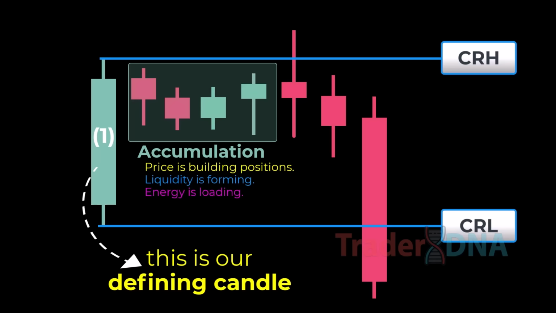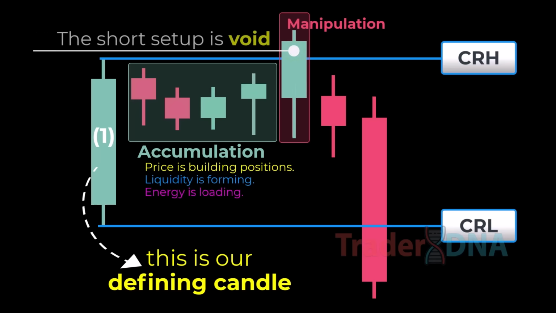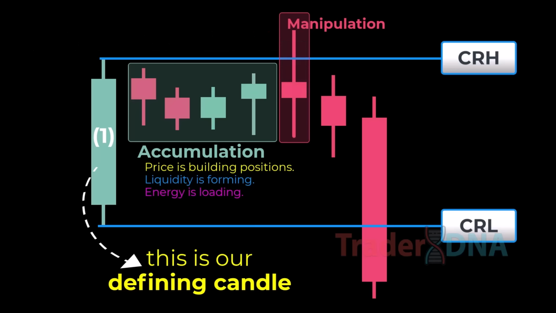Then comes the next candle, and boom, it sweeps liquidity. That's the manipulation phase. Price pushes above the range, grabs stops, triggers breakout traders, and then pulls back inside. But remember, this is critical: that manipulation candle must close back within the range. If it closes strongly outside the range, the short setup is void. It's invalid. The structure shifts. But if it sweeps and closes back inside, now we're set up.